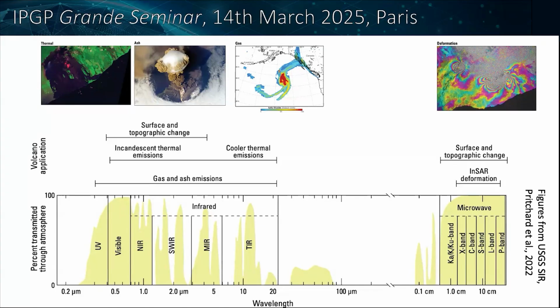One is deformation and InSAR, and that's my particular area, and I'm going to dig into that much more deeply in the rest of the seminar. But the others are retrievals of ash, retrievals of SO2 and some other gas species, but primarily SO2, and measurements of thermal emissions, so temperature anomalies. And you can see they're using different parts of the remote sensing spectrum.